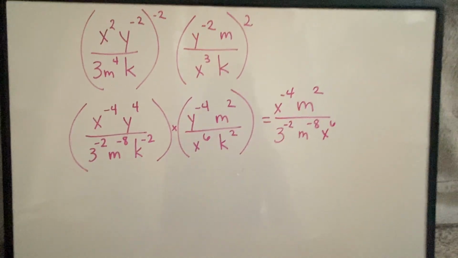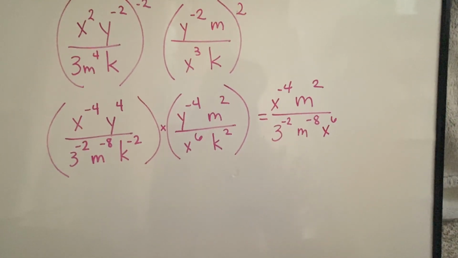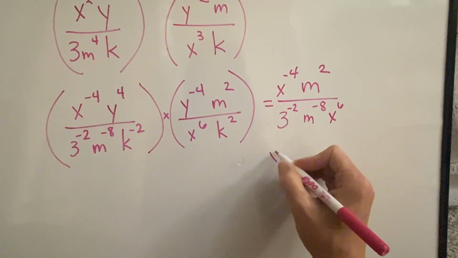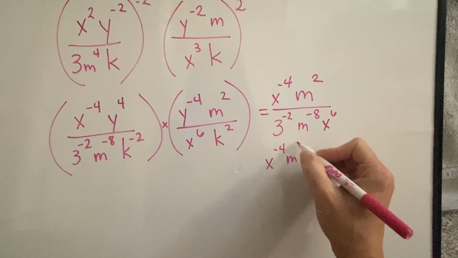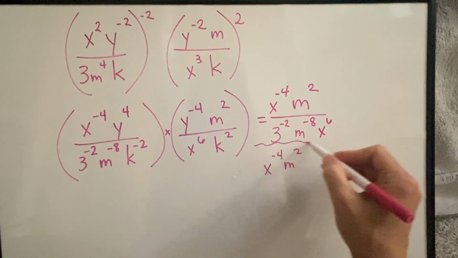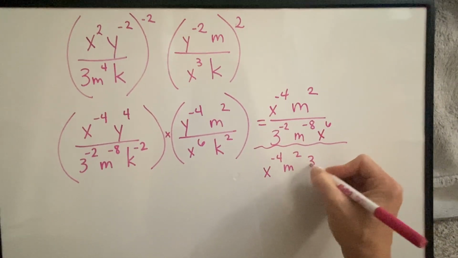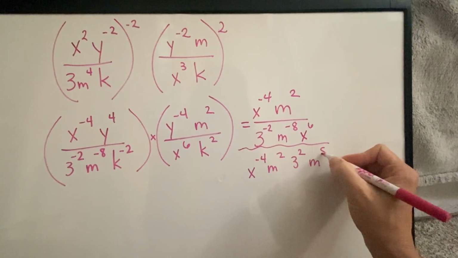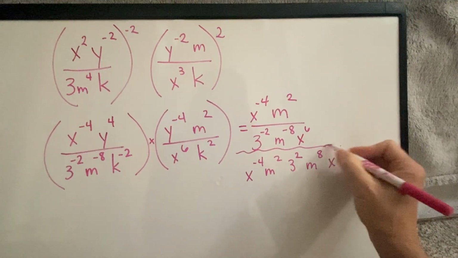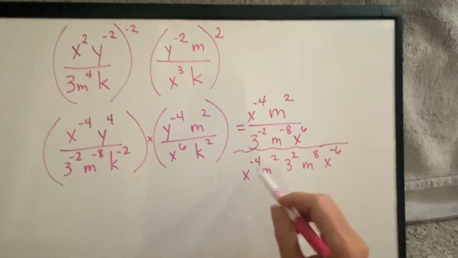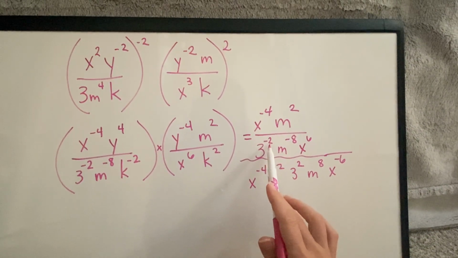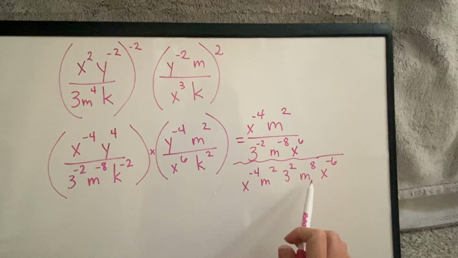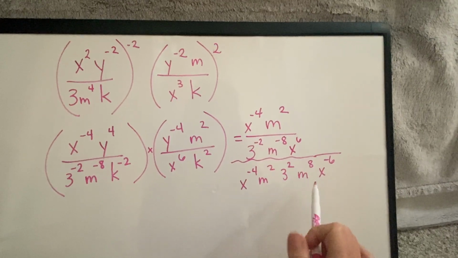Okay. Now, they want all of the variables in the numerator, so we've got to move them all up. Let's start with x to the negative 4, m squared. Okay, we're going to move 3 squared up. Remember to change the sign every time you shift it up. So I just moved all of these to the top, and I made them the opposite of this sign, whatever it is. So 3 to the negative 2 becomes a positive 2, m to the negative 8 becomes a positive 8, and x to the 6 becomes a negative 6.